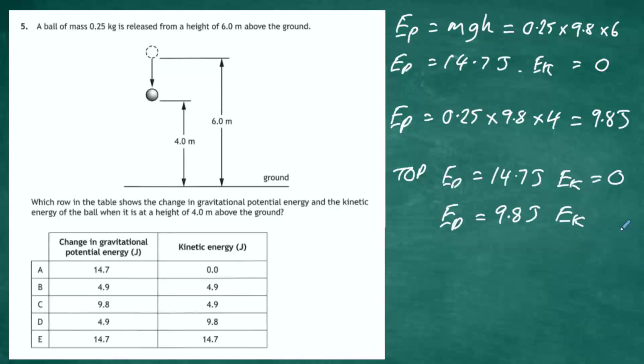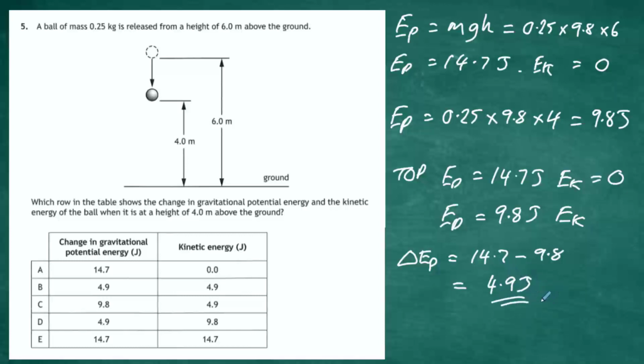Well, in this case you can see that the ball has lost some of its potential energy by falling, and that loss of potential energy must be put into kinetic energy. So what's the change in the potential energy? Well, the change in potential energy, we'll just say delta EP, is going to be 14.7 take away 9.8. So that's going to give you a value of 4.9 joules.